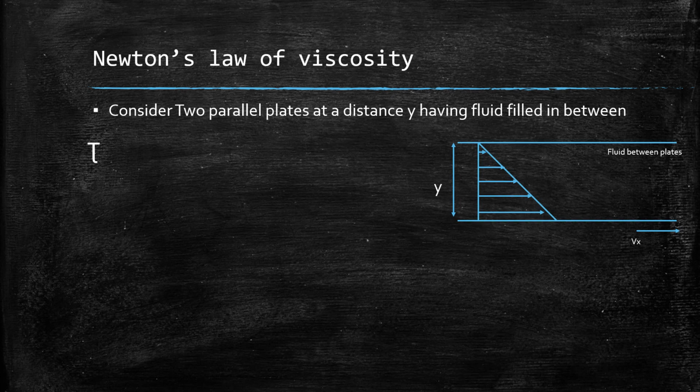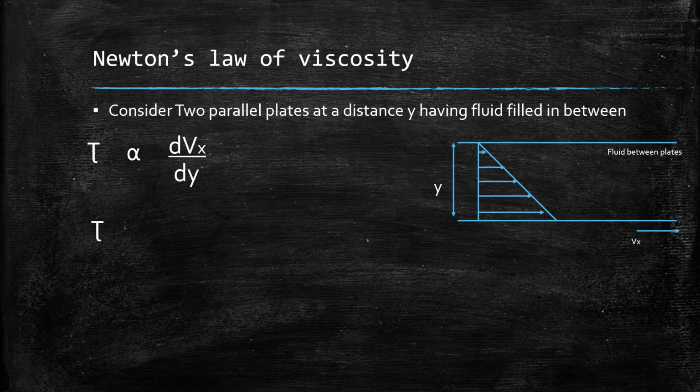So tau is the shear stress that is being generated due to the velocity of the lower plate. Now this tau would be directly proportional to the relative velocity between the layers, and it will be inversely proportional to the distance. Higher the distance, lower will be the tau.